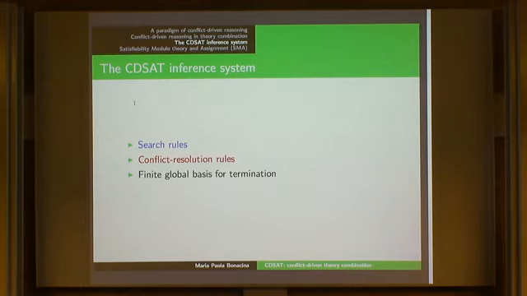Now, with the CDSAT inference system, we have search rules and conflict resolution rules. And we assume a finite global basis, where global means that it is global for all the theories. So it is not that every theory has its own little basis. There is one global finite basis for all the theories, from which the theories draw values. And so the finiteness of these global bases to make assignments to terms is what we use to prove termination.